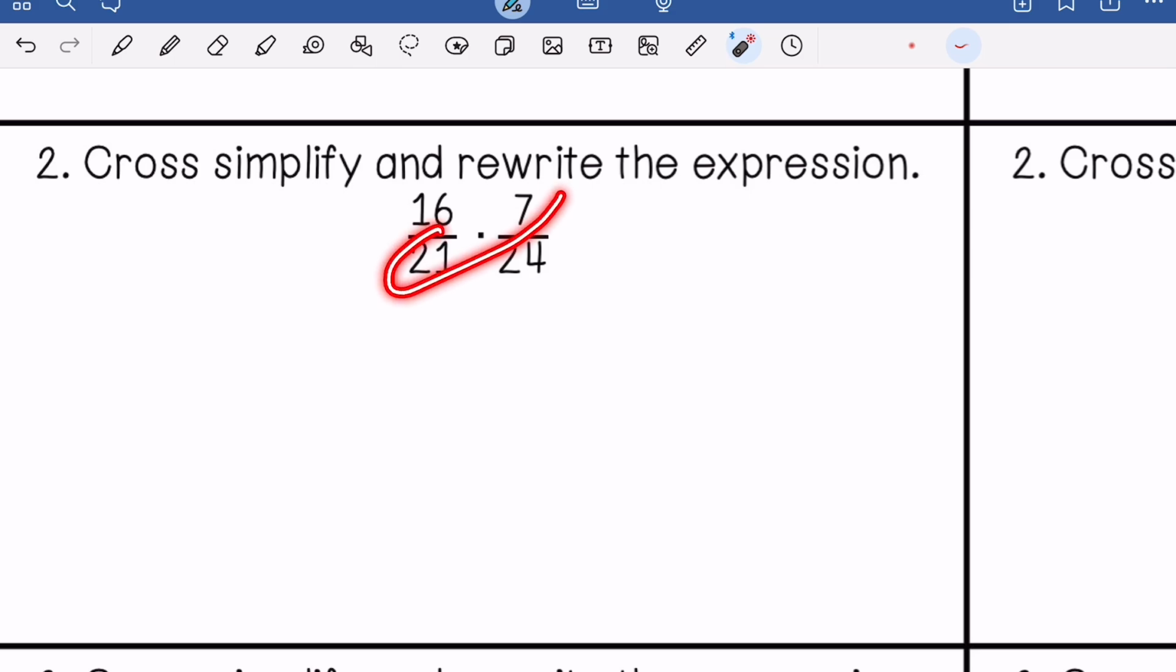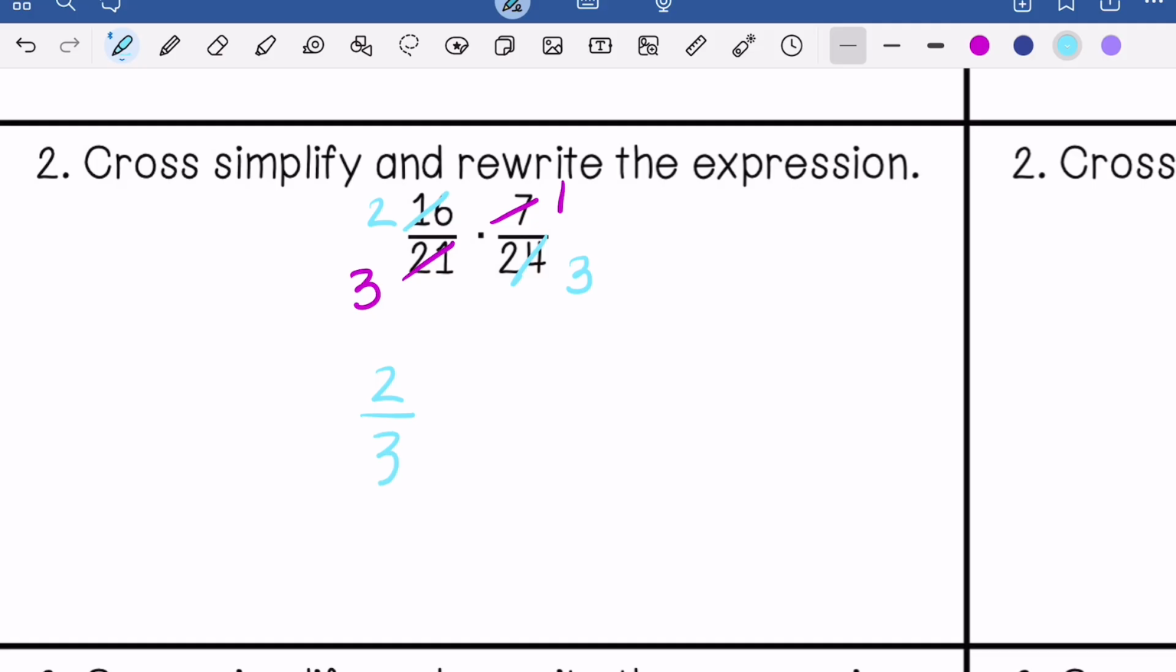I look at 21 and 7, I can divide those both by 7. 16 and 24, I can divide those both by 8. This is 2/3 times 1/3.